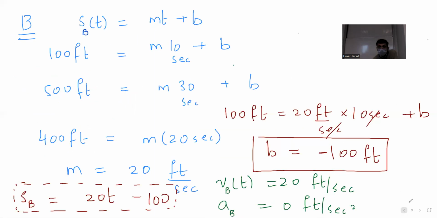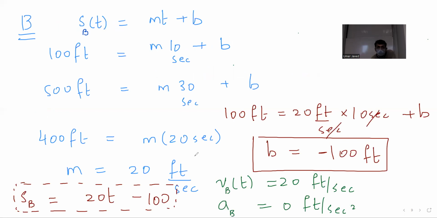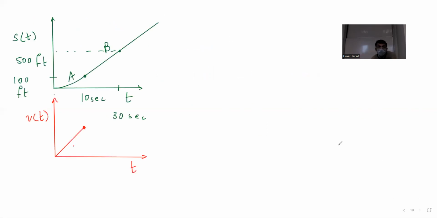Then I will go back and look at V of the B, that is 20. That's constant velocity. Please focus here, please. For the leg B, it's constant. So what should I do? Horizontal line, right? So I have, this is 20.